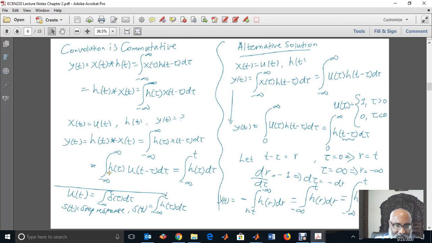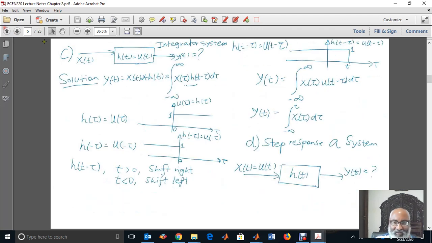So in this case now, from minus infinity to infinity, h(tau) x(t minus tau) d tau. But what is x(t)? x(t) is u(t). So x(t minus tau) means u(t minus tau) d tau. So what is u(t minus tau) d tau? The same thing, the same graph.